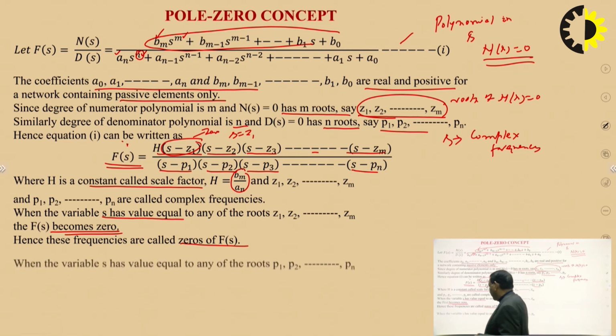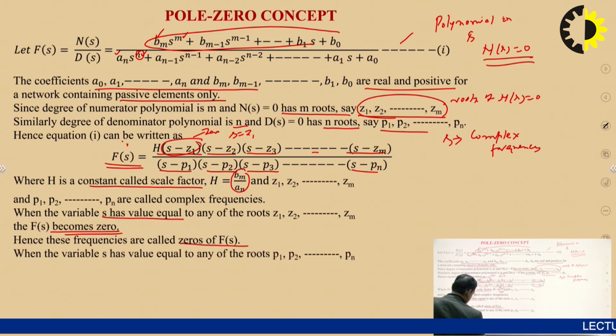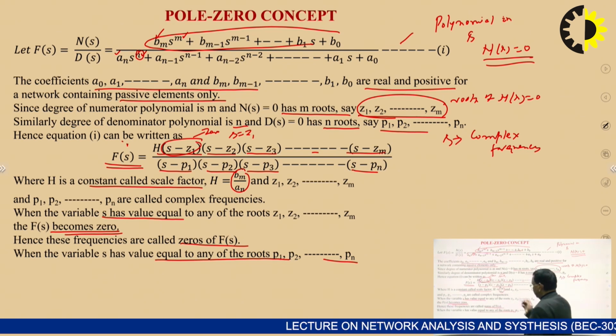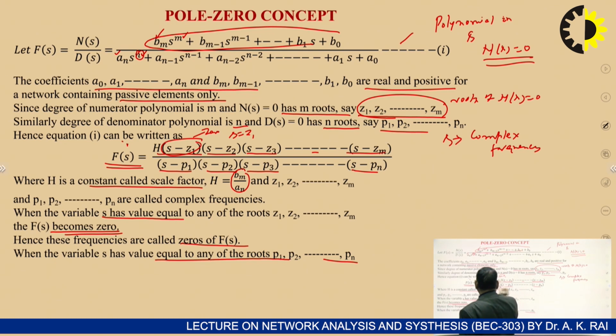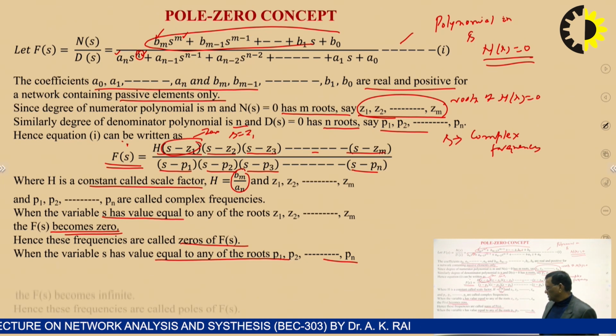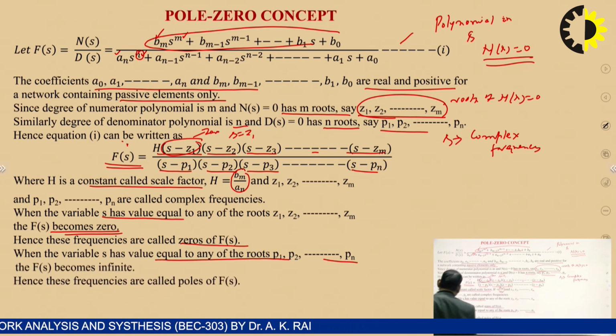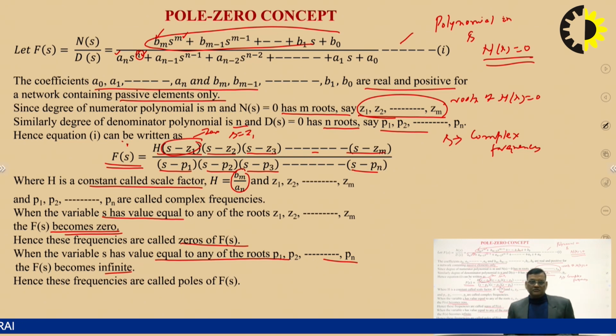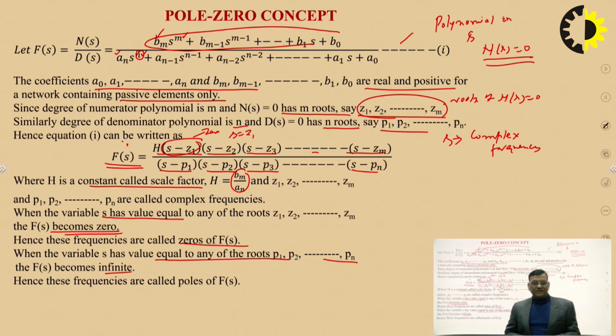Similarly, when the variable s has value equal to any of the roots p1, p2, pn, if s is equal to p1 or s is equal to p2 or s is equal to p3, then the denominator becomes 0 and F(s) becomes infinite. So what are the p1, p2, p3? They are called the poles of F(s). So what are the poles? Poles are those complex frequencies at which the network function becomes infinite.